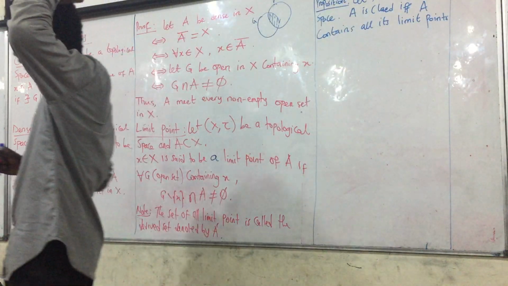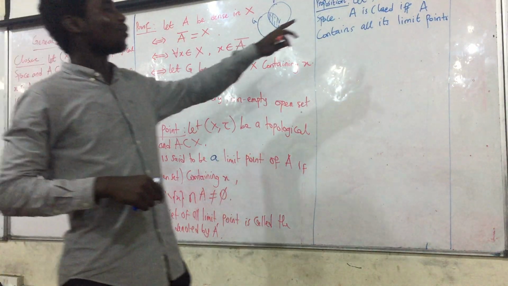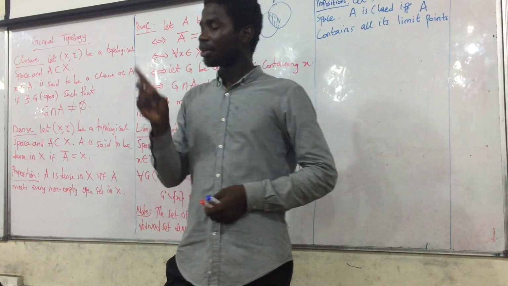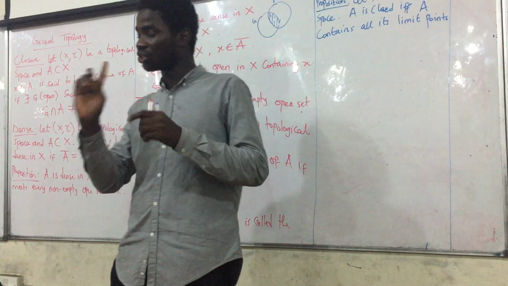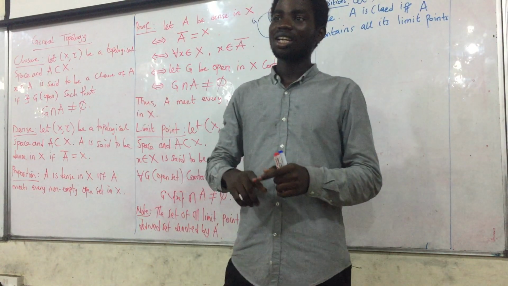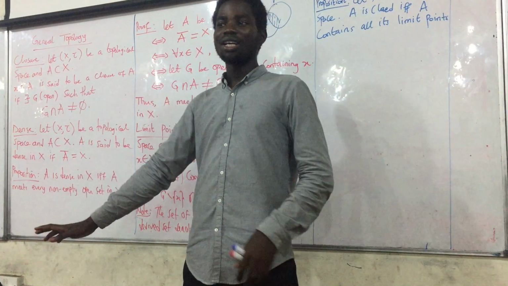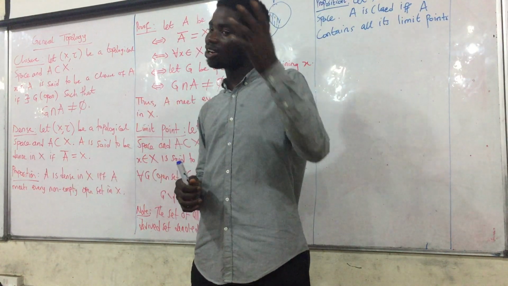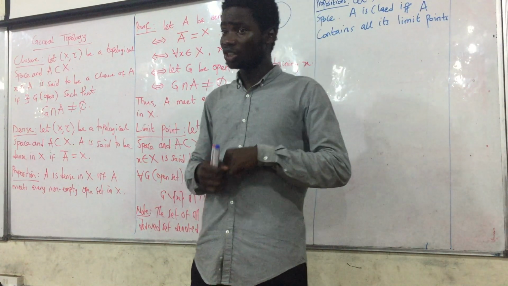In reality, if they ask you to define a closed set, there are actually two definitions. Number one definition is that A is said to be closed if the complement is open. That's one. So if you have defined a closed set with that, then the second definition will now be like a theorem or a proposition. You will now prove that one. Do you understand?